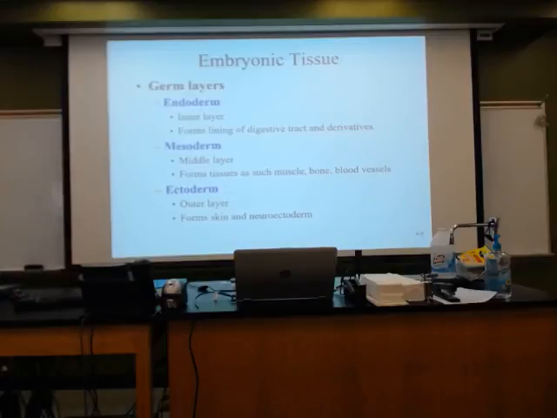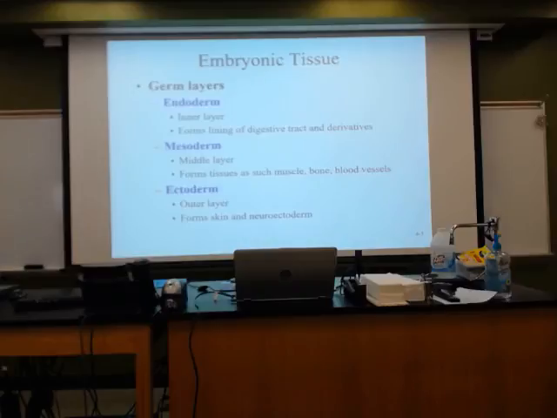Now your textbook is going to get pretty detailed about these germ layers. I'm going to let you know what I want you to know. The germ layers: we have an inner, a middle, and an outer layer. We have endo, meso, ecto. Now, germ means beginning, the start. That's what's meant by the germ layer.